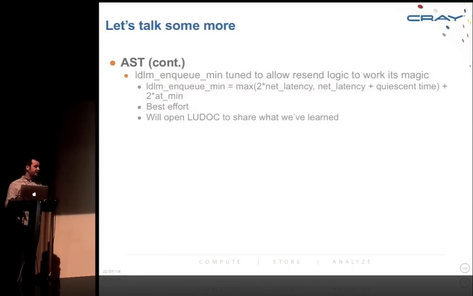So very much related to that is this tunable, ldlm_enqueue_min, which is the amount of time that the server is going to wait before a client does traffic on a lock or responds to a locking callback. So this needs to be tuned appropriately in order to allow this resend logic to work, right? You want to make sure that the server is willing to wait long enough for a client to resend, or vice versa.